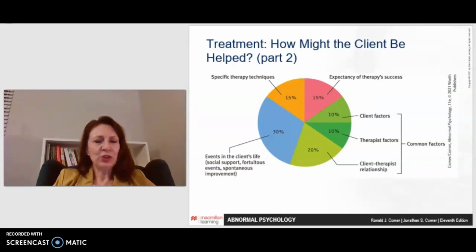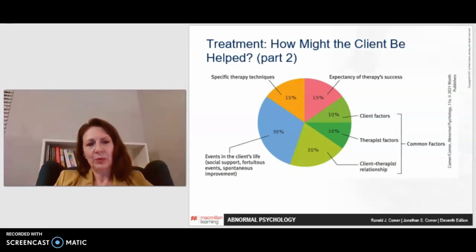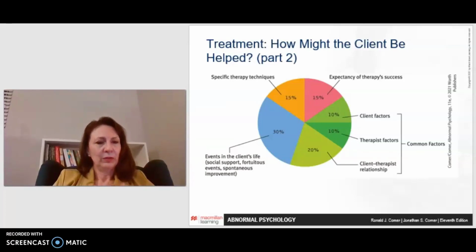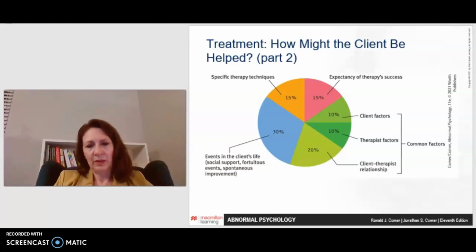The client-therapist relationship is 20%, so we need to make sure that we've got a good relationship going with our clients when we treat them. And then the therapist and client factors, things that are specific to you as a therapist and your client as the client, are also important at 10% of the pie. So, client factors, therapist factors, and the therapist-client relationship are called common factors, and you will hear that as you go through your training more frequently.